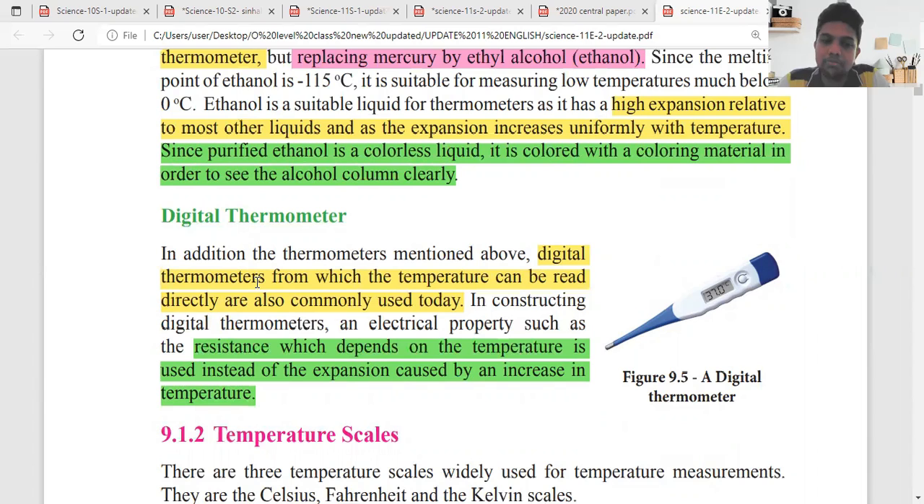The resistance which depends on the temperature is used instead of the expansion caused by the increase in temperature. Clear? Yes, sir. Yeah, very good. If you have any doubts, you are free to ask any point.